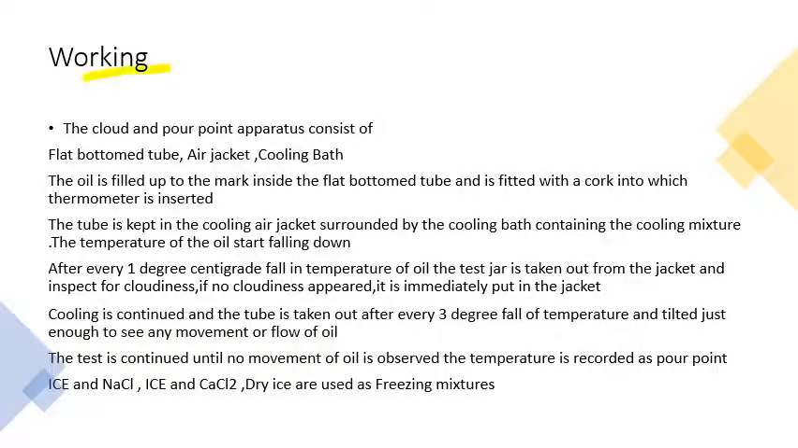All the working steps, as I have told you, are written here. The cloud and pour point apparatus consists of the flat bottom tube, air jacket and the cooling bath. The oil is filled up to the mark inside the flat bottom tube and fitted with a cork into which the thermometer is inserted. The tube is kept in the air jacket, surrounded by the cooling bath containing the cooling mixture. The temperature of the oil starts falling. So when you put your sample, fix the thermometer, put it in the air jacket and finally in the cooling bath, your temperature starts falling down.